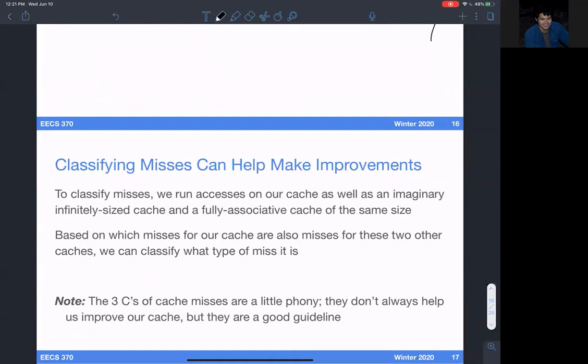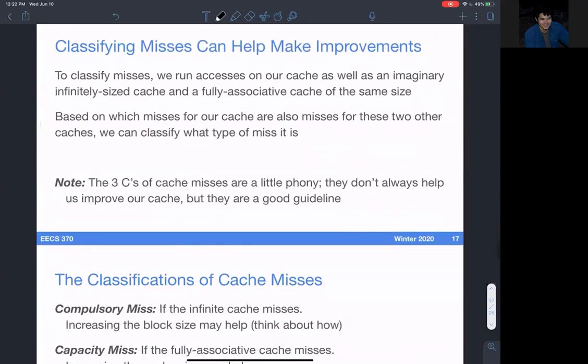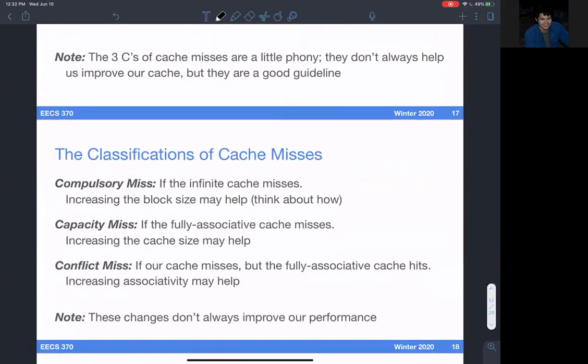well we also run accesses on an imaginary infinitely sized cache and a fully associative cache of the same size to make our comparisons. So it's basically a way of benchmarking our cache. However, the 3 C's of cache misses is a little phony, as they don't always help us improve our cache, but it's a good guideline to use. So there are 3 classifications of cache misses. First, we have a compulsory miss. So when we benchmark our cache and our infinite cache misses, that means every single other type of cache has to miss. But increasing the block size can help this.